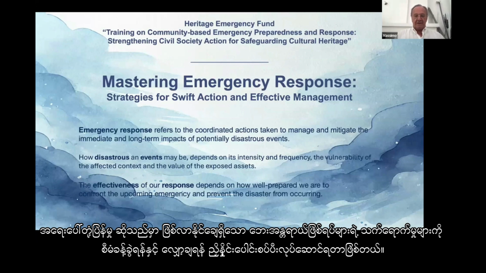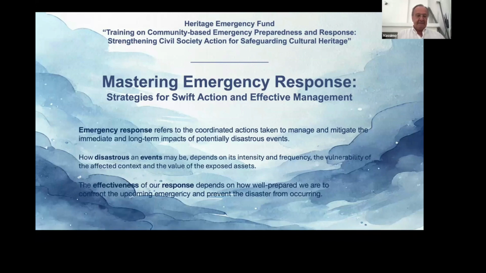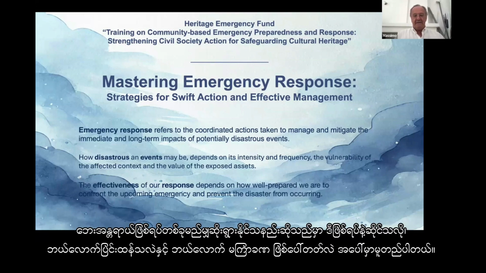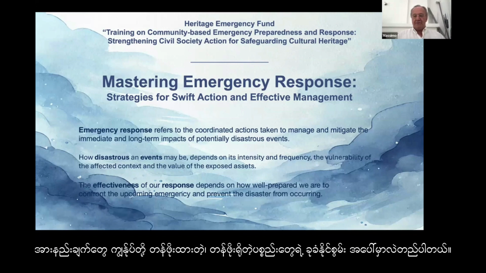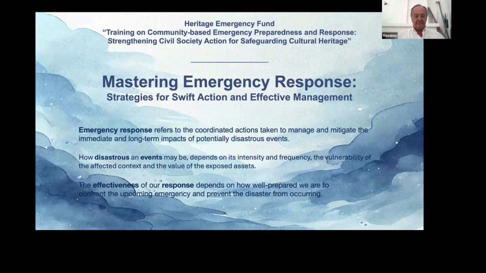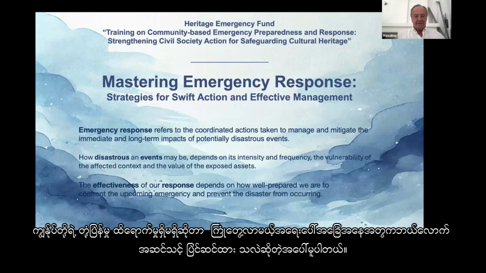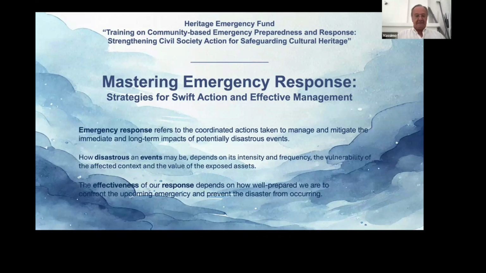set of coordinated actions taken to manage and mitigate impacts of potentially disastrous events that may happen. How disastrous an event can be depends on the event itself, how intense and frequent it is, but also on the weakness that we and the assets that we care about have. That means the vulnerability. And the effectiveness of our response depends on how well prepared we are to confront an emergency, which is coming up.